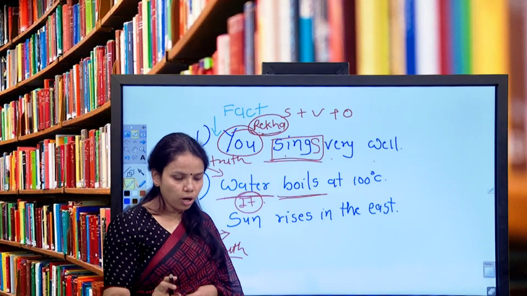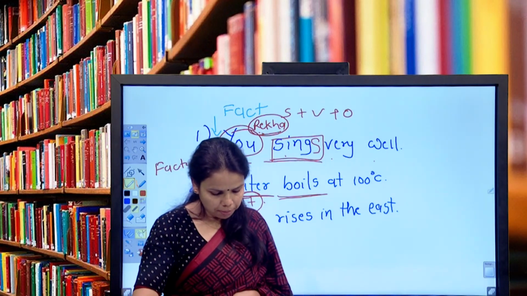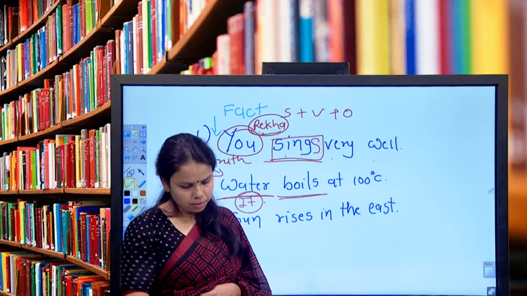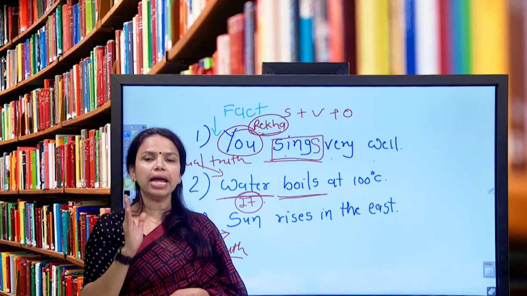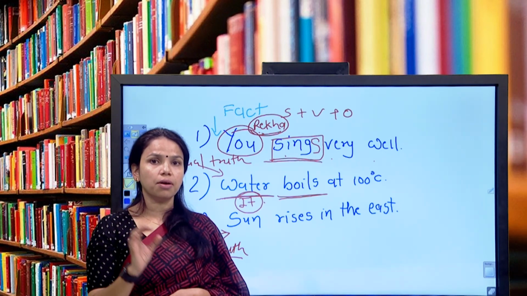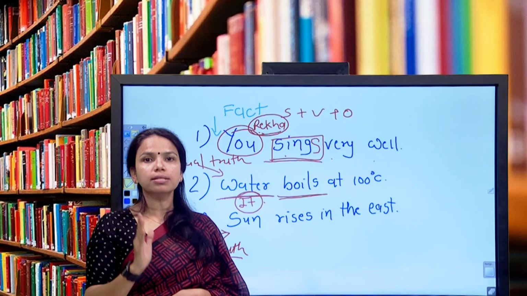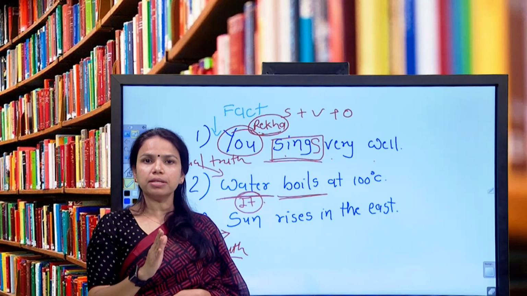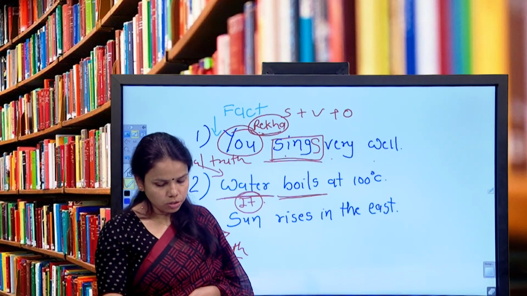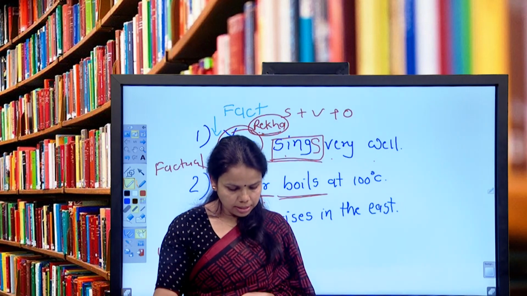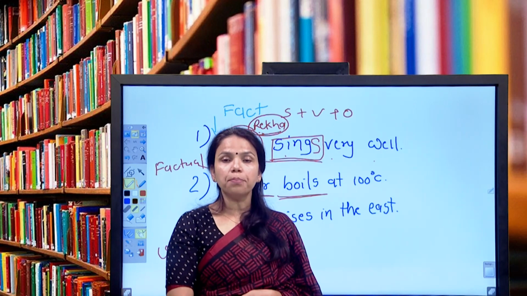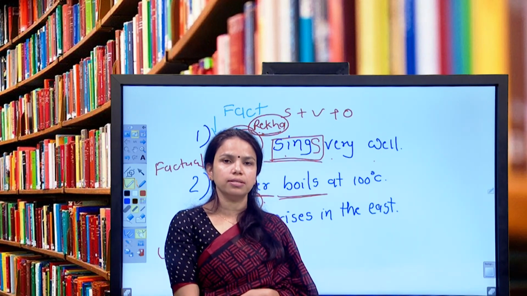So now for simple present tense, you have to keep in mind only this thing, that if any sentence or if any situation represents universal truth, fact, you have to use simple present tense. Simple present tense structure is subject, verb and object. Okay. So now we complete this simple present tense. Now our next tense is present continuous tense.